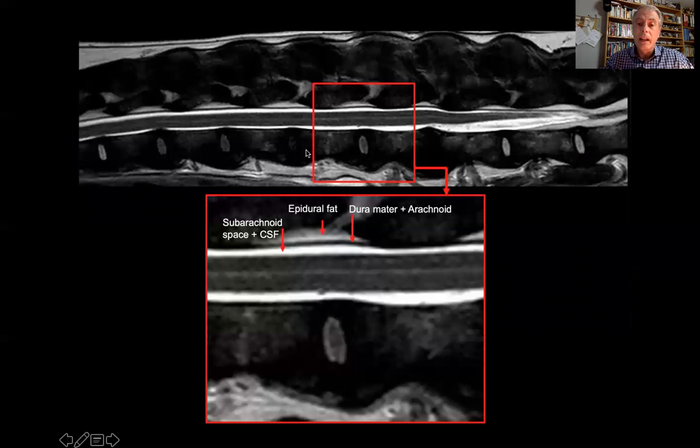If we look at a lumbar level, we see the same. We see the spinal cord, and as we see, there is more CSF, more subarachnoid space, the dura mater, plus the arachnoid and the epidural fat. And as previously at the cervical level, most of this epidural fat located dorsally in the spinal cord is at the level of an intervertebral disc. Okay, there is more epidural fat dorsally than ventrally.